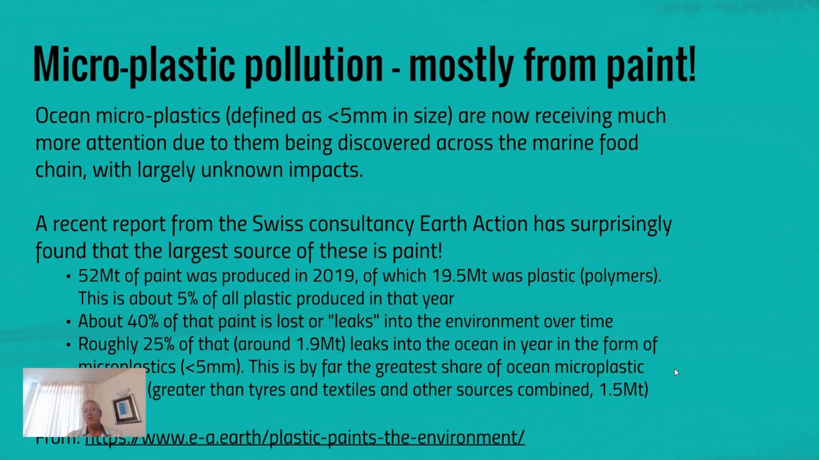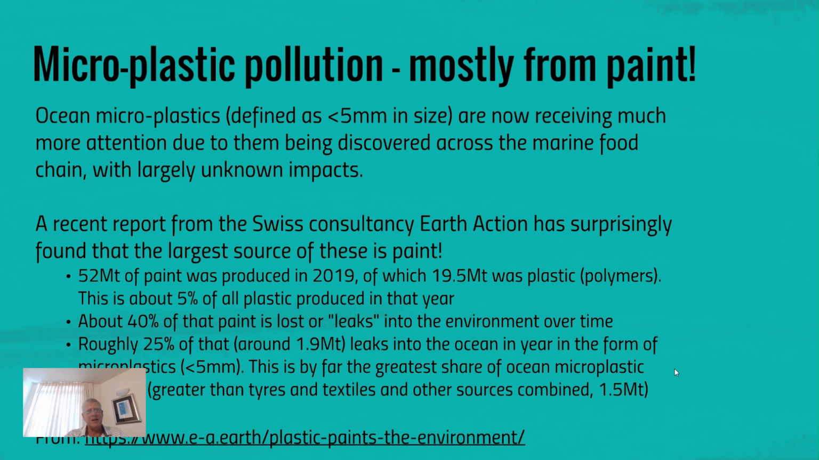Now, it used to be that we used to use lead in paints. That turned out to be a bad idea for other reasons, so we replaced lead with plastics. Acrylic paint is basically a plastic polymer. So about, you should see, 19 out of 20 out of 52, a significant proportion of your paint is plastic. The rest is pigments and other binders. That's about 5% of all plastic produced in a year, so that's quite a lot.